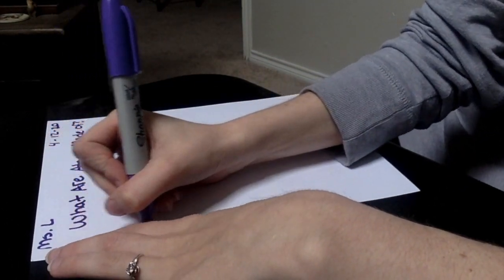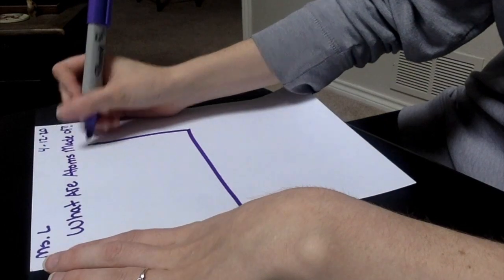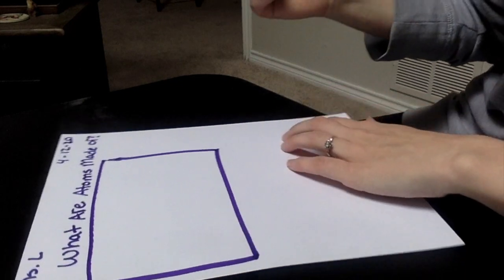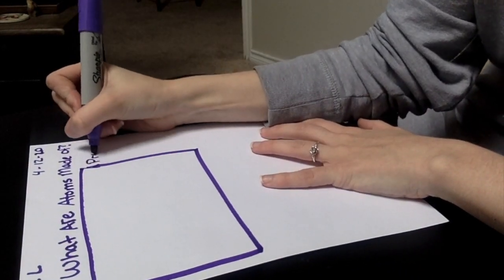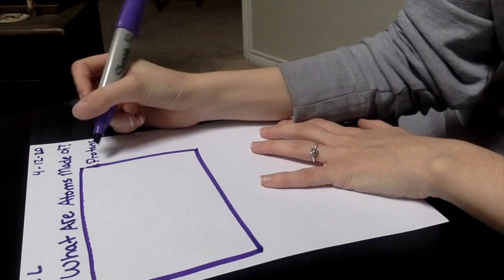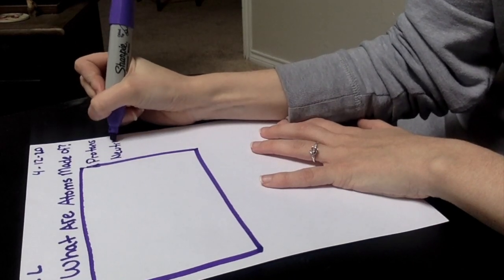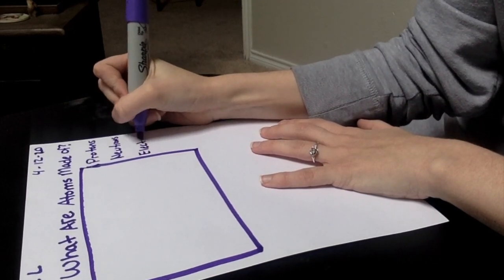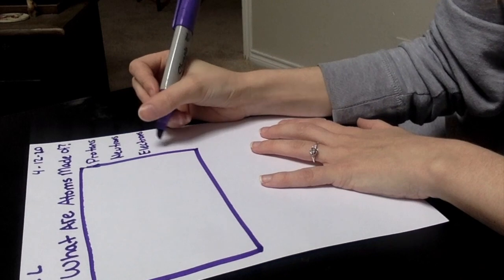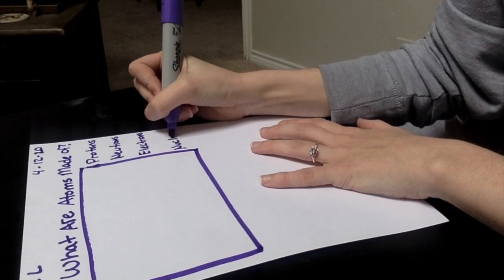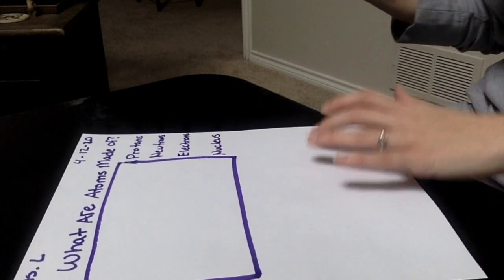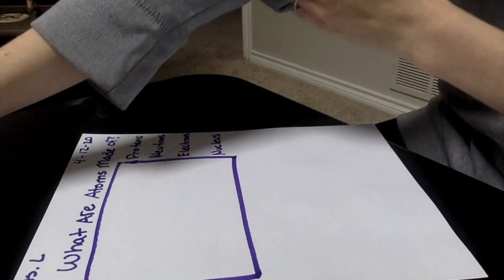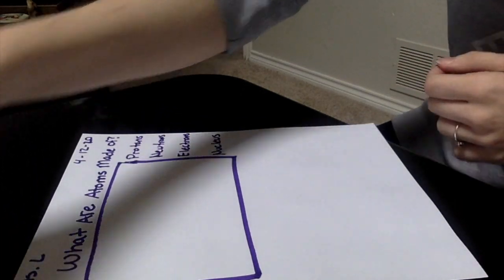I'm going to start with a big box on my page. And off to the side, I'm going to put those words. I'm going to put protons. I'm going to put neutrons. I'm going to put electrons. And I'm going to put my other new word, nucleus. And I'm going to show you how we can draw a picture of an atom. Most of you guys have done this already, so maybe you'll remember some of it.